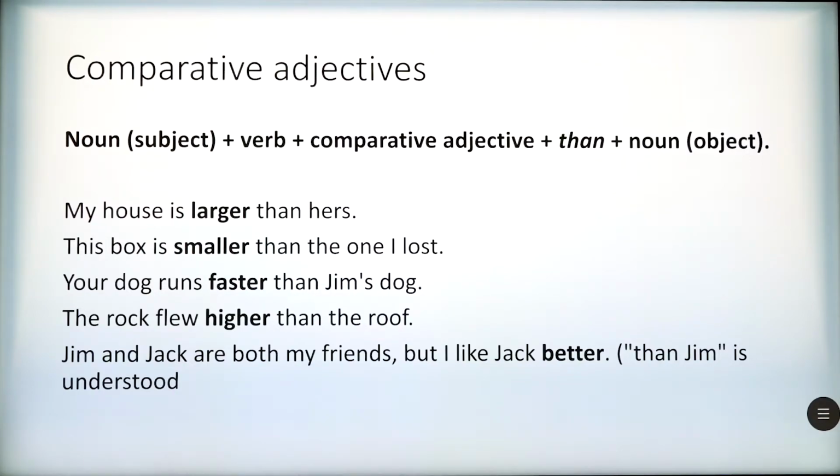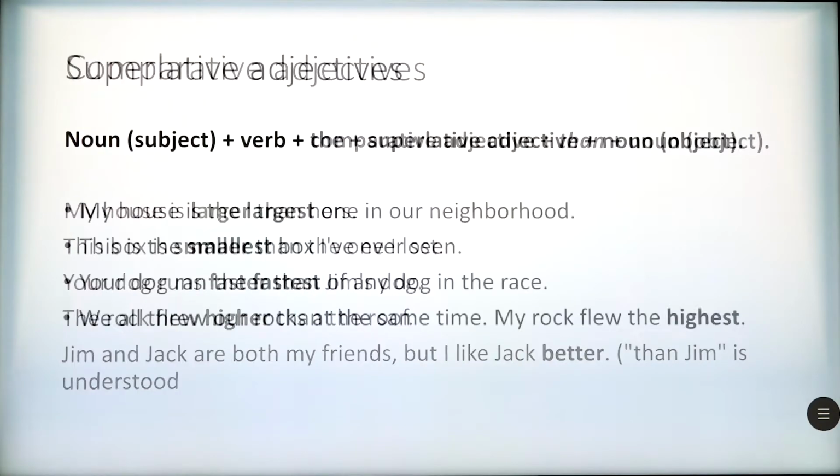The second item of comparison can be omitted if it is clear from the context. As we can see in the last sentence, Jim and Jack are both my friends, but I like Jack better. Then Jim is understood, so we don't need to add an object here.